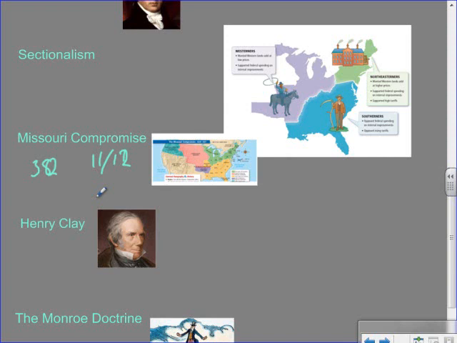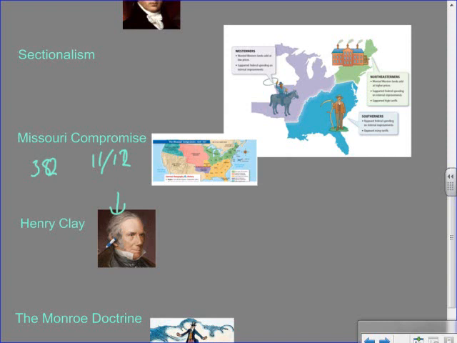But eventually what it leads to is this Missouri Compromise made up by Henry Clay, who is down here. And what Henry Clay says is that we'll make Missouri a slave state. Maine is going to be added to the United States as well at this time. It's going to be a free state. And then we're going to draw a line at the 36th parallel, and above that, no more slavery.